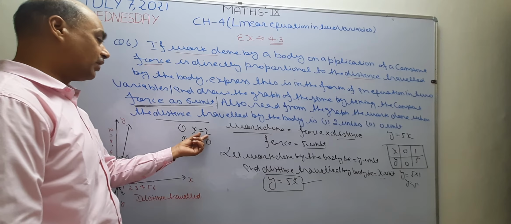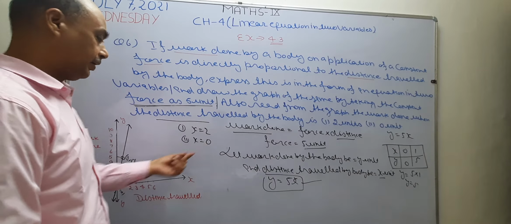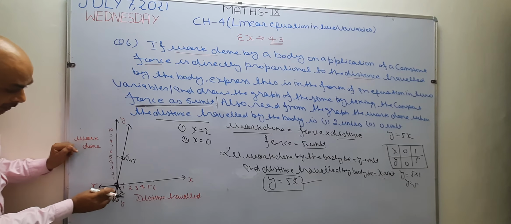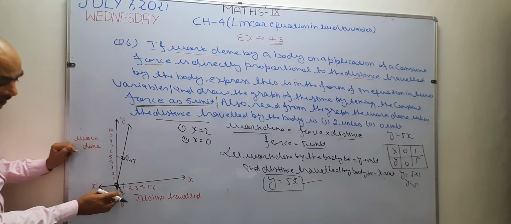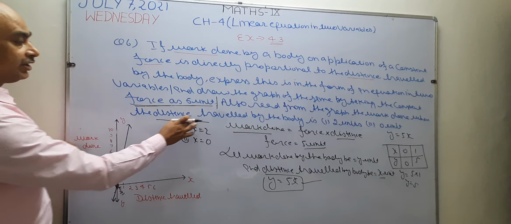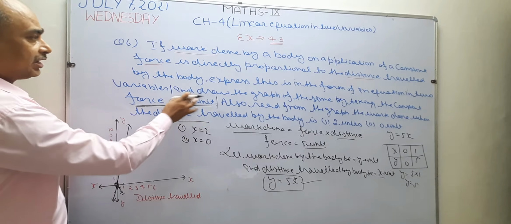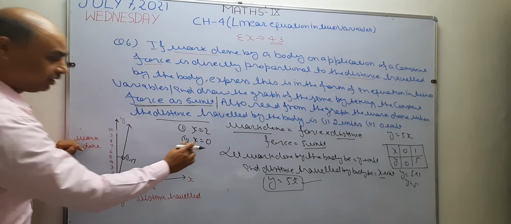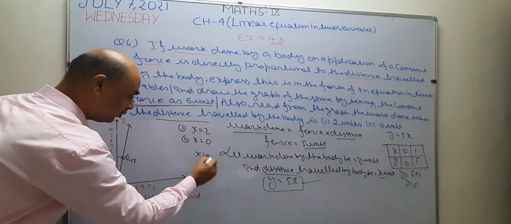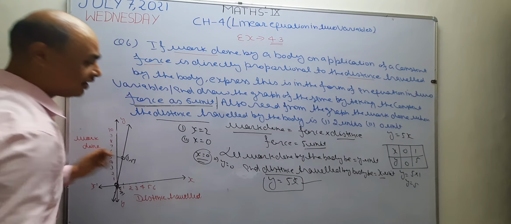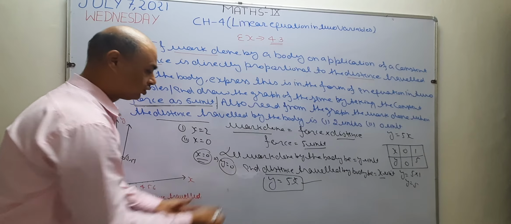When x equal to 2, what happened? When x equal to 0, what happened? When x equal to 0, then y is also 0. When I take x equal to 0, then the value of y is also 0. It means when the distance traveled is 0 unit, then work done by the body is also 0 unit. It means when x equal to 0, this implies y is also 0.